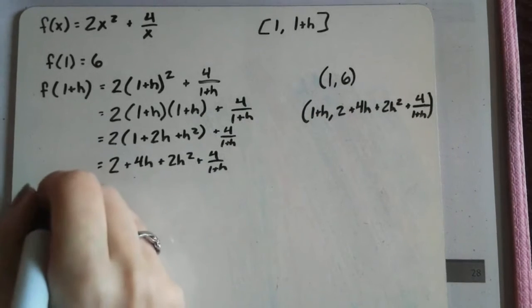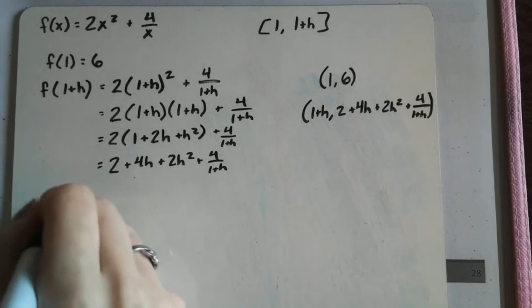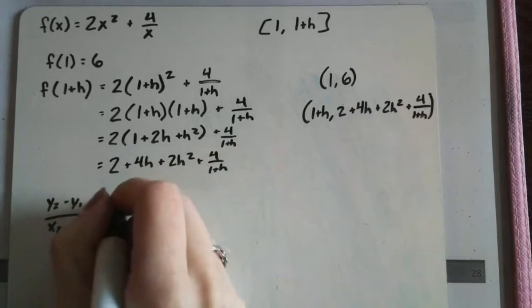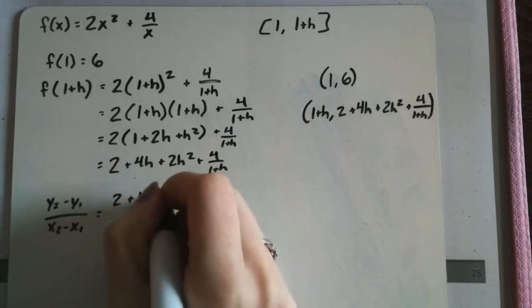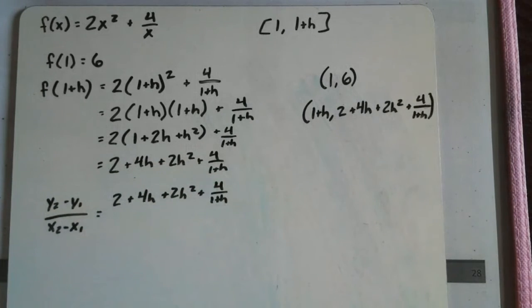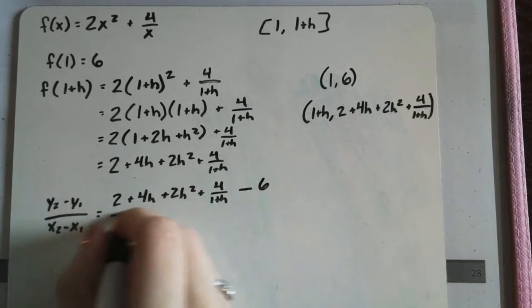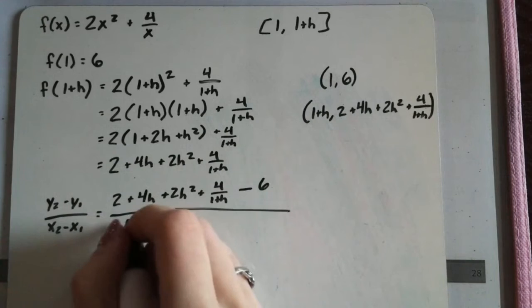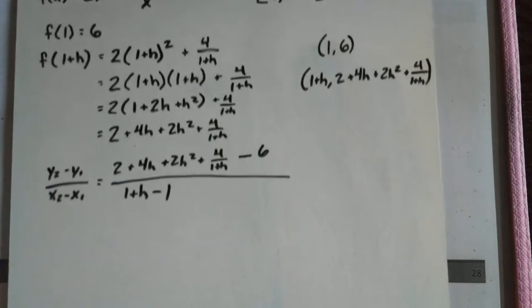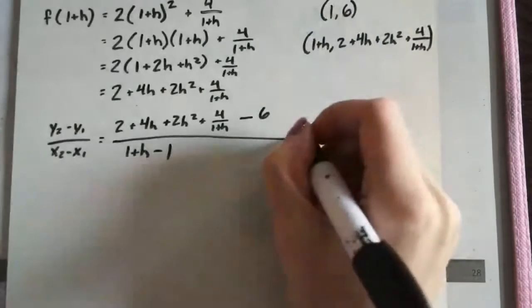Now I can plug into my formula, the y2 minus y1 over x2 minus x1. My y2 is that nasty gross one, 2 plus 4h plus 2h squared plus 4 over 1 plus h, minus my y1, which was 6, over my x2, which was 1 plus h, minus my x1, which was just 1. Let's see what we can do with that guy.